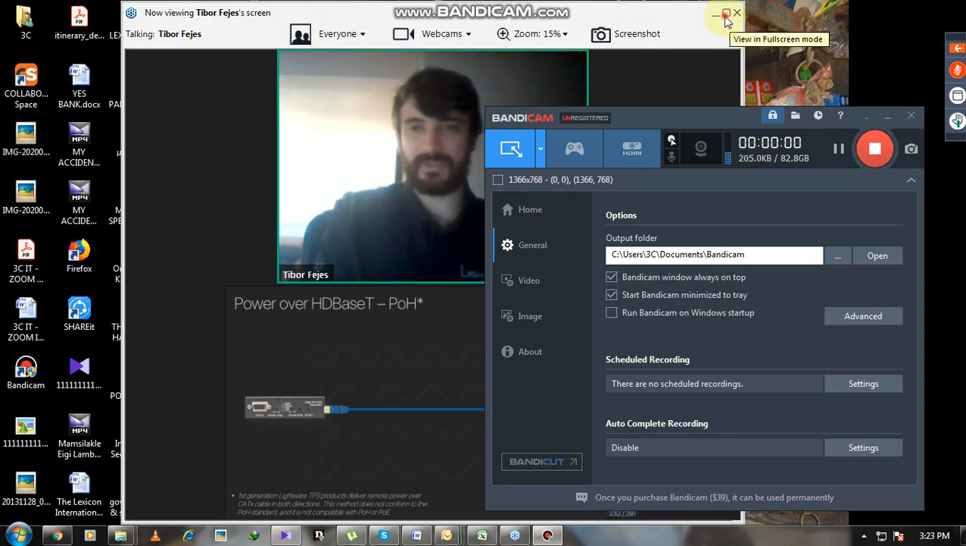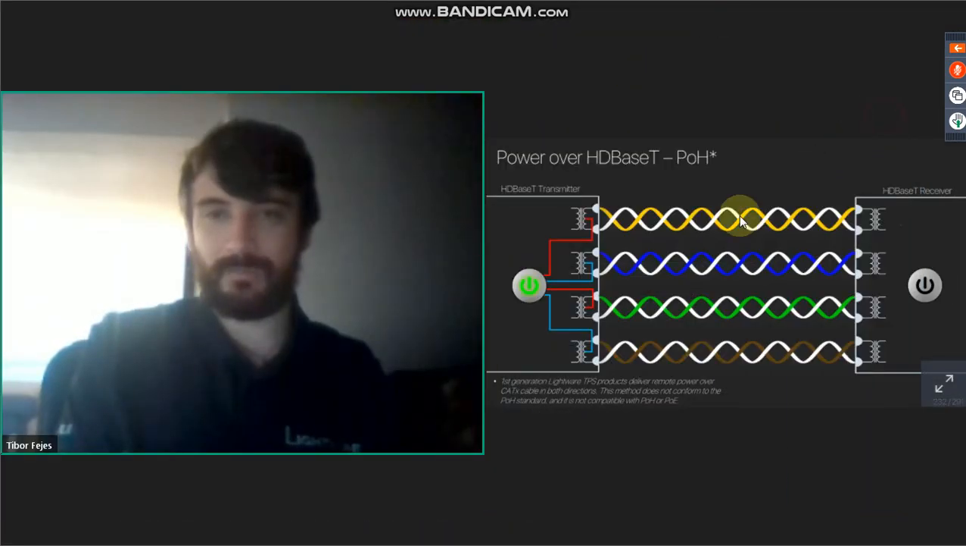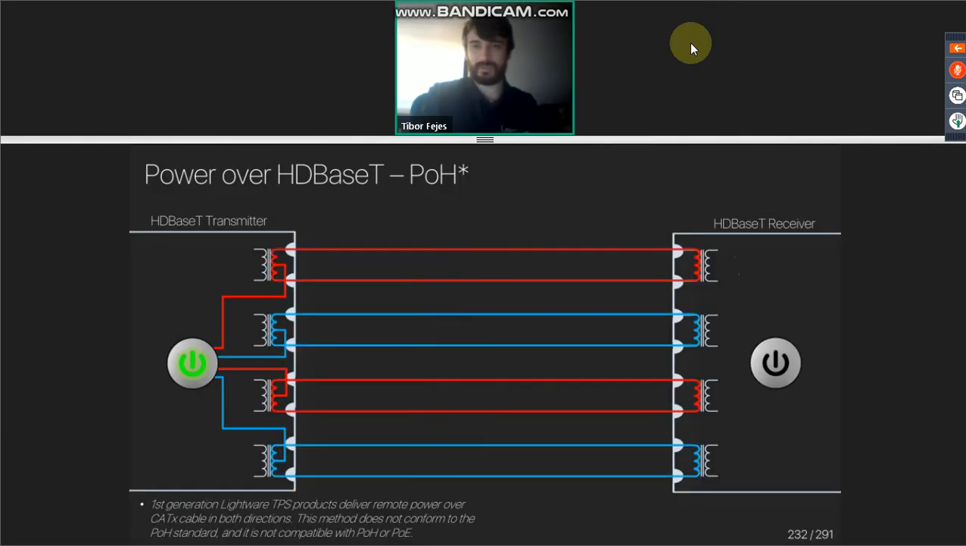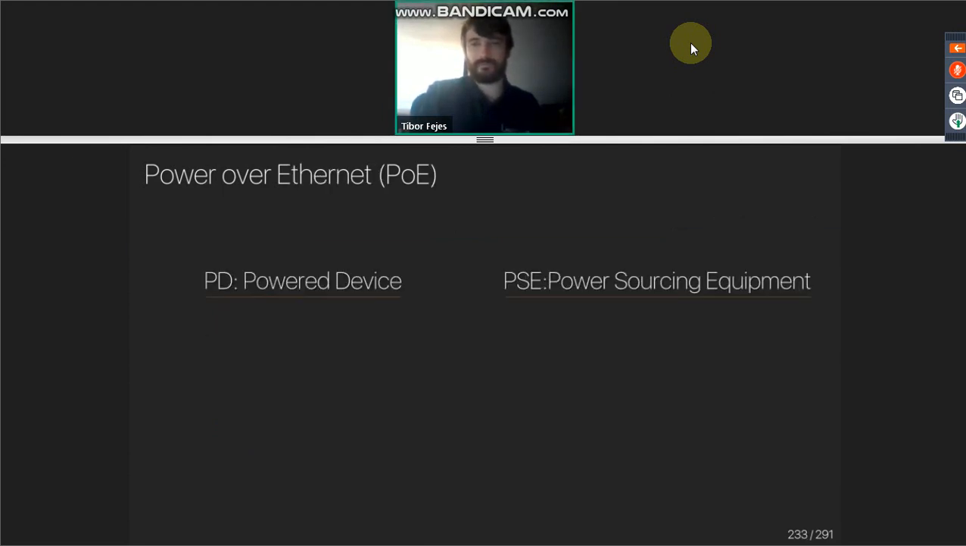Between the sender and the receiver chip to prevent the power being sent to an incompatible device. Then power is sent over all 4 wire pairs. So much like power over Ethernet, there are 2 categories. There's a powered device, which consumes power, and then power sourcing equipment, which is what sends power.